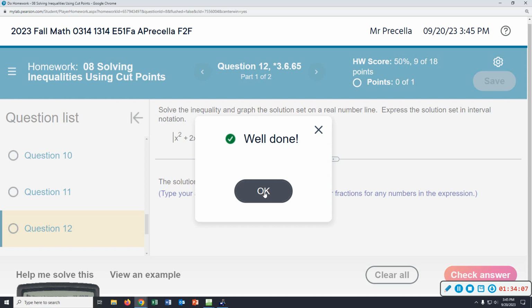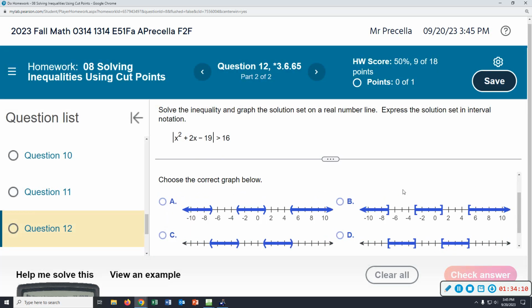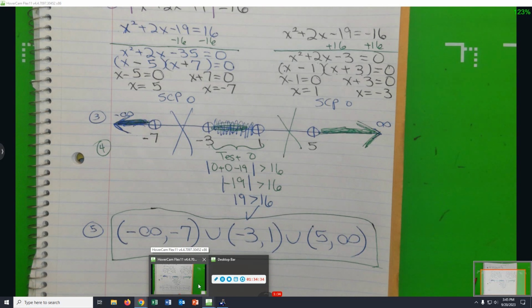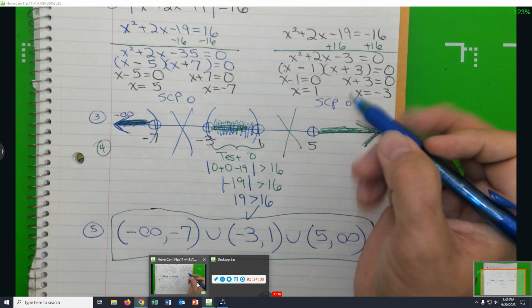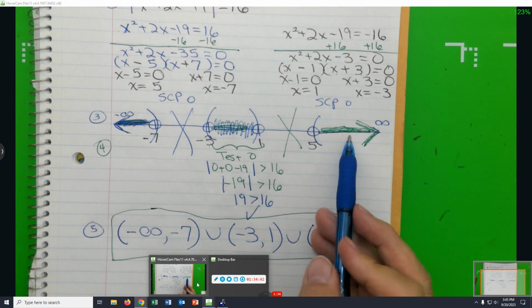And we're not finished. Now they want us to choose the graph. On this graph, they're not using closed circles. Can y'all tell what they're doing? They're using the parentheses and brackets instead of the open and closed circles. But okay, doing that, which one of these is correct? The open circle would have what? A parenthesis.